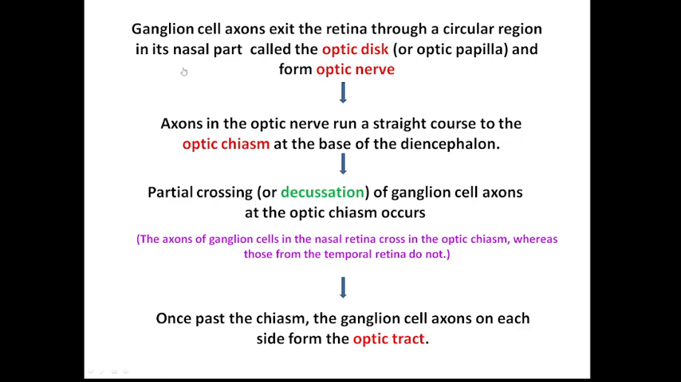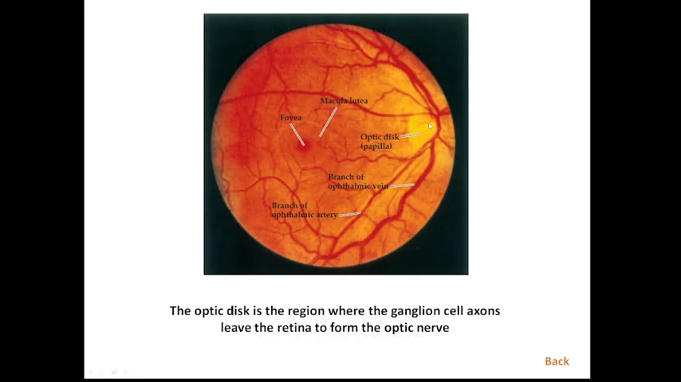So now let us look at the visual pathway. The ganglionic cell axons exit the retina through the circular region in its nasal part called the optic disc, and they form the optic nerves. Let us see, this was the optic disc. From this region, the axons of the ganglionic cells pass out from the eyeball.